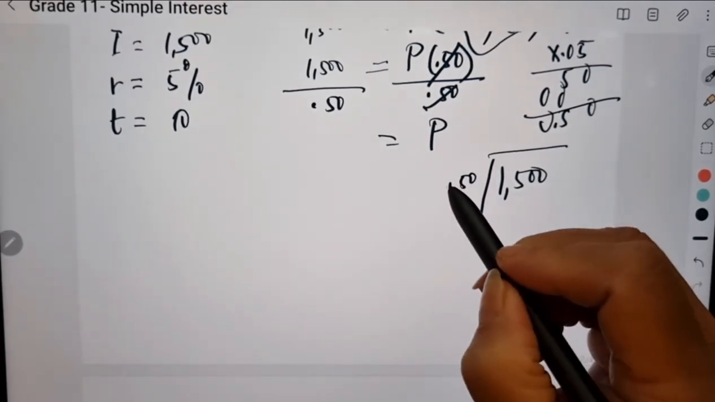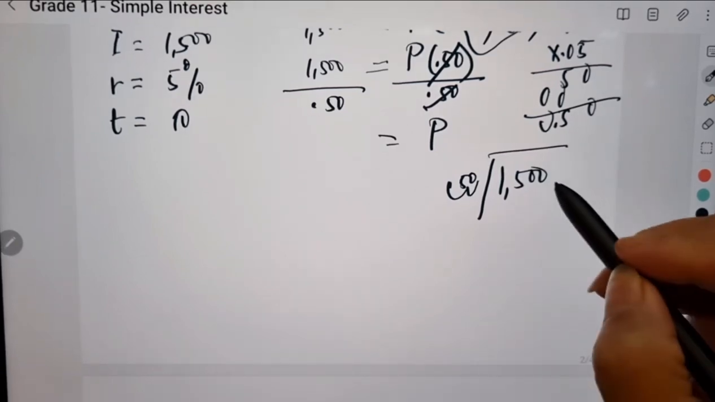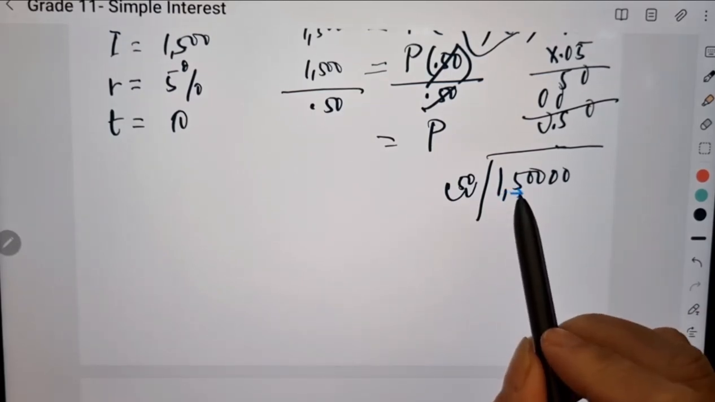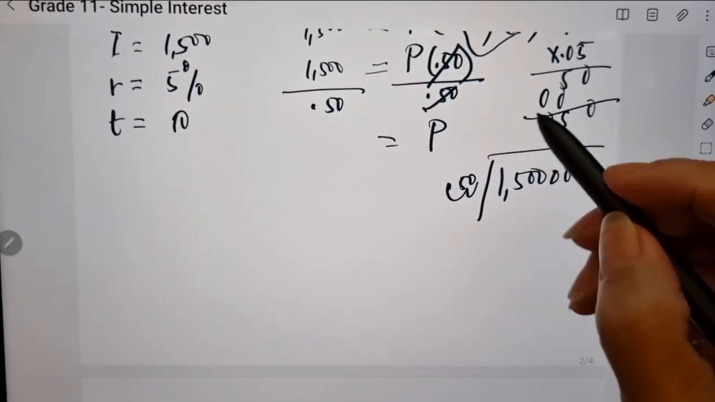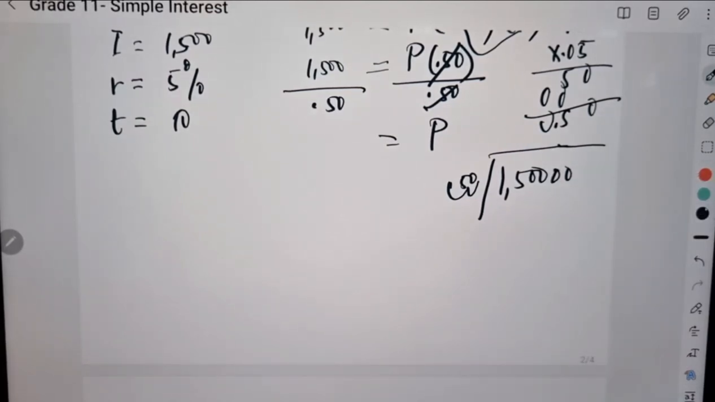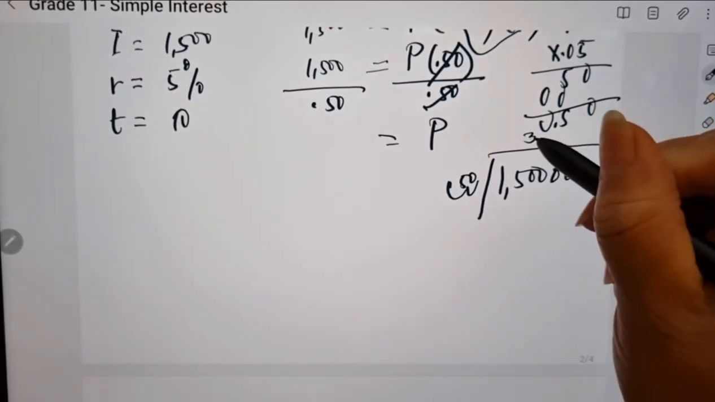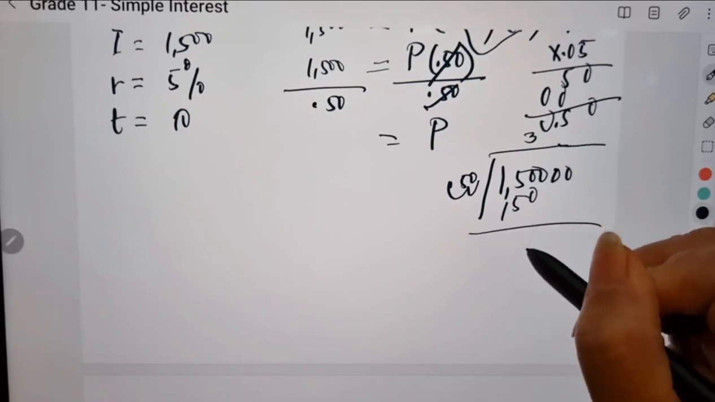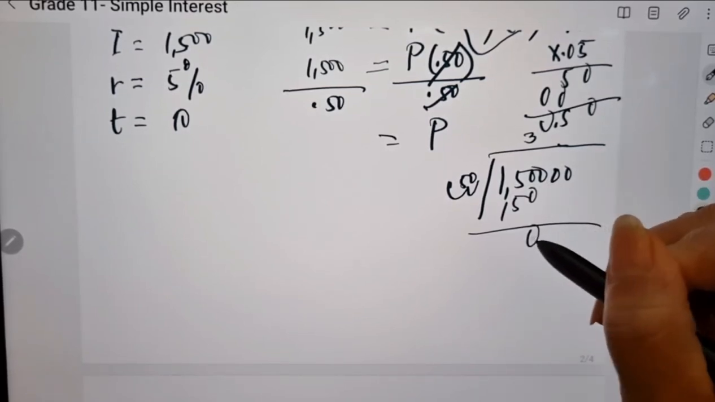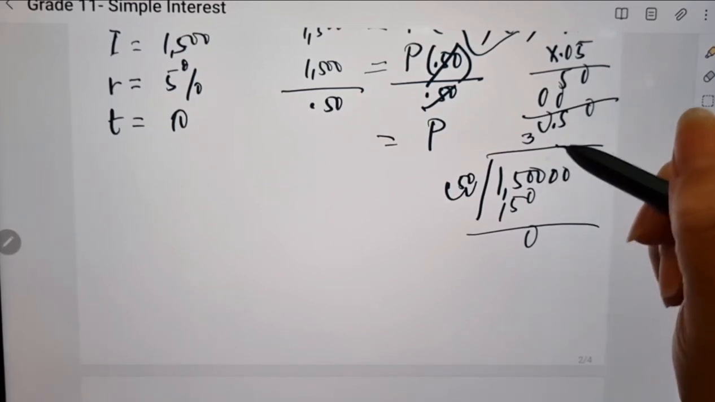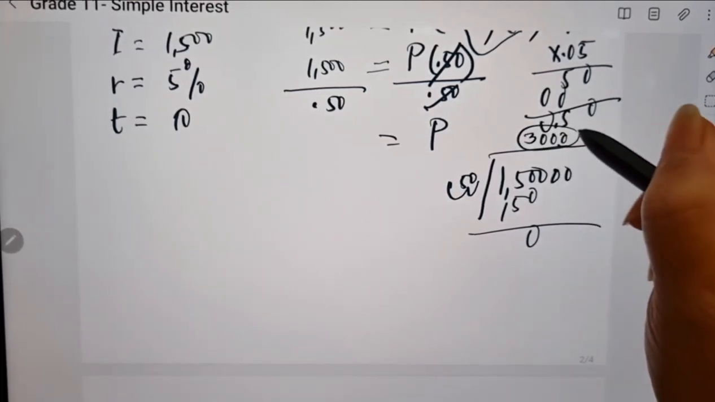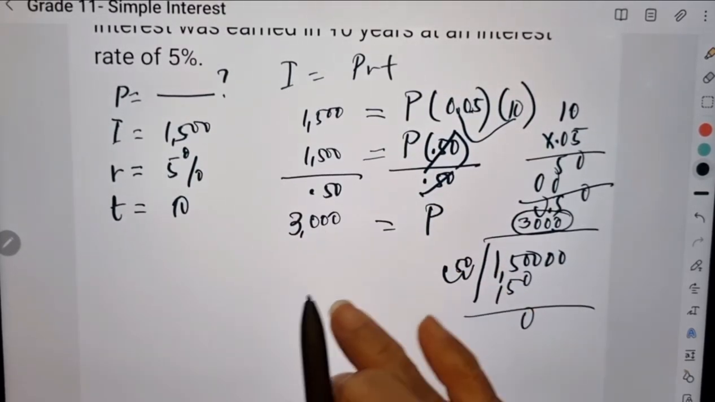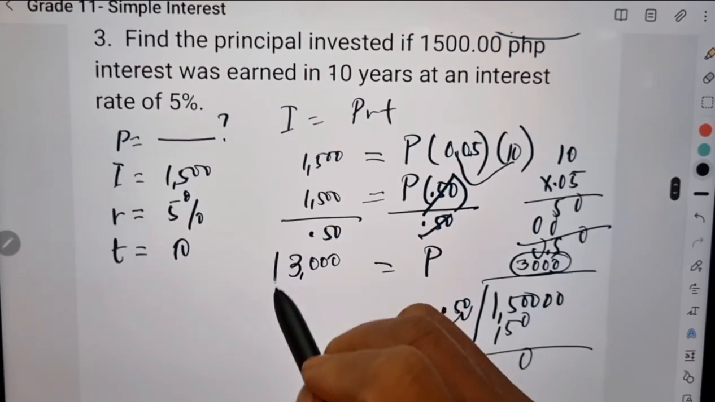Ngayon, magdi-divide tayo. 1,500 divided by 0.50. Hindi tayo pwedeng mag-divide ng decimal. So, move natin siya 2 places to the right. Mag-add tayo ng dalawang 0 dito. So, magiging 50 siya ngayon. So, ngayon, 150 divided by 50, that is 3. Okay. So, 3 times 0, 0. Then 3 times 5, 15. Okay, then mag-add lang tayo ng tatlong 0 dito. So, 1, 2, 3. 3,000. Okay? Magiging 3,000 ang value ng P.